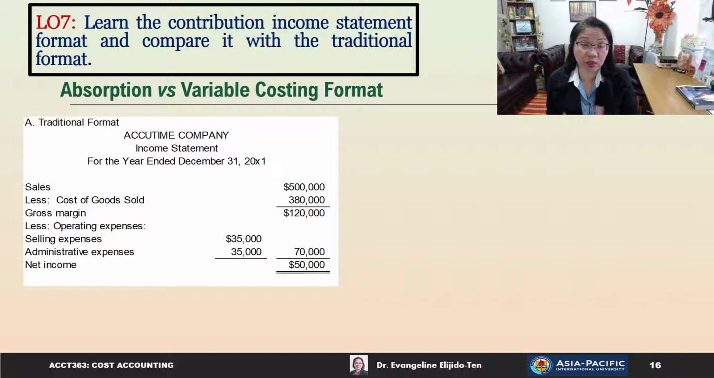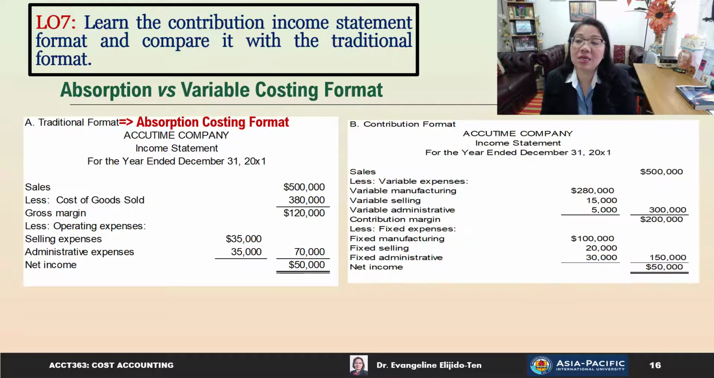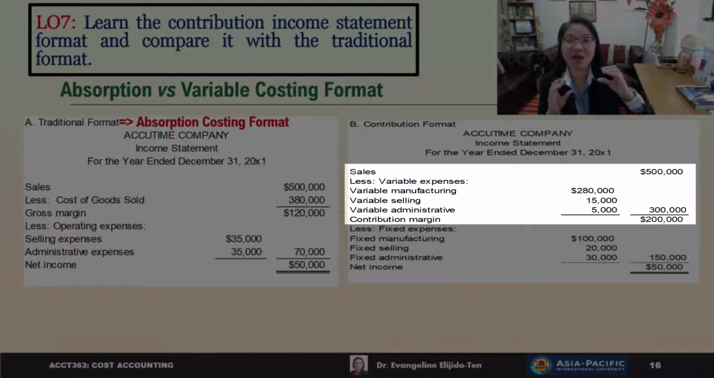So up to this point, we are ignoring tax. So after deducting operating expenses from gross margin, we'll get the net income. All right, so that's the absorption costing format. What about the contribution income statement format? You've already seen this in the previous slides. This is where you will have sales minus all your variable costs.